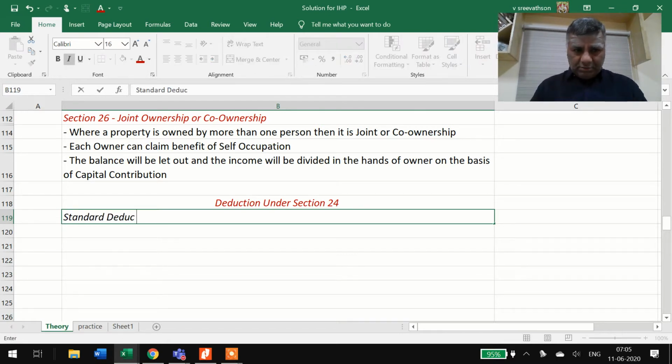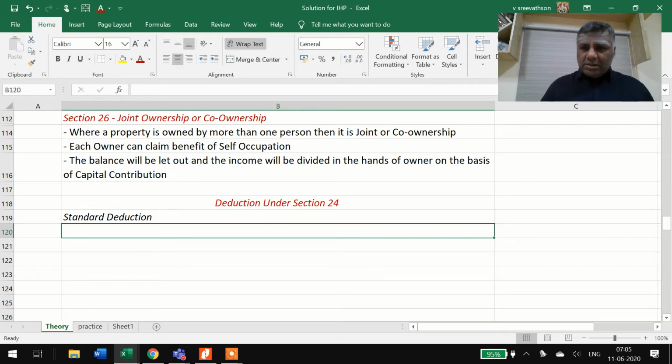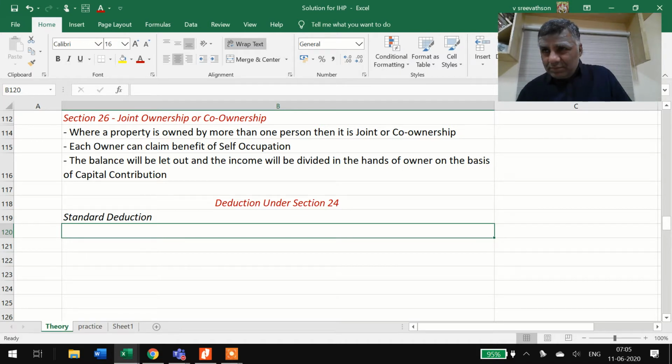Standard deduction. What is the standard deduction in the salaries chapter? 50,000. Good.